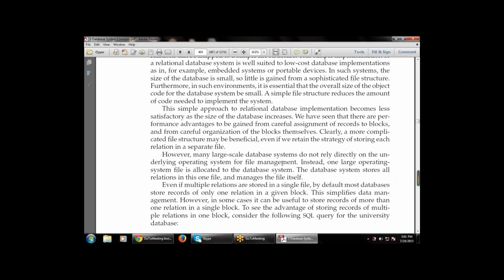However, many large-scale database systems do not rely directly on the underlying operating system for file management. Even if multiple relations are stored in a single file, by default most databases store records of one relation in a given block. This simplifies data management, that is, how to manage the records.